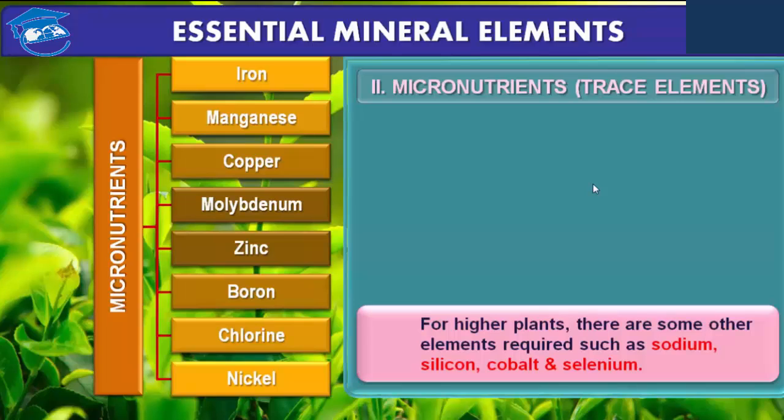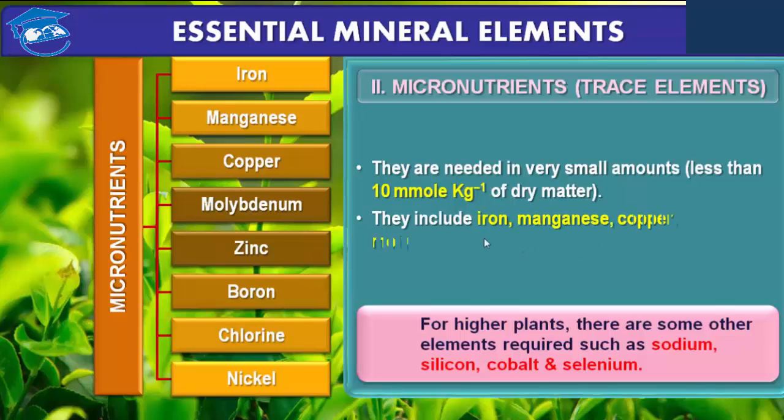So they are needed in very small amounts. They include iron, manganese, copper, molybdenum, zinc, boron, chlorine and nickel. They are 8 in number.